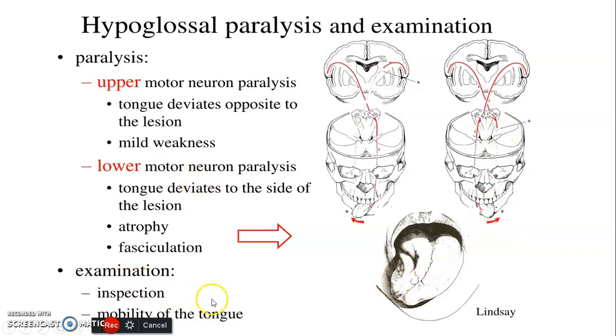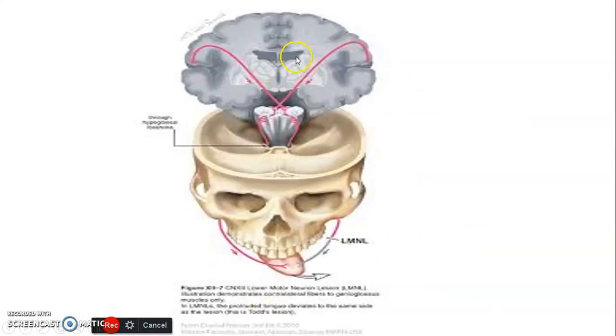Okay. So you ask the patient, you inspect and you check for mobility of the tongue. So in upper motor lesion, if there is lesion here, you will affect this side. So there will be deviation on this side. So deviation will occur opposite to the side of lesion. If there is lesion here on the left, you affect the right side and deviation will occur towards the right. But if there's lower motor lesion, from the brainstem to the tongue itself, so hypoglossal nerve itself. So if there's lower motor neuron lesion here, there will still be deviation but towards the side of lesion.